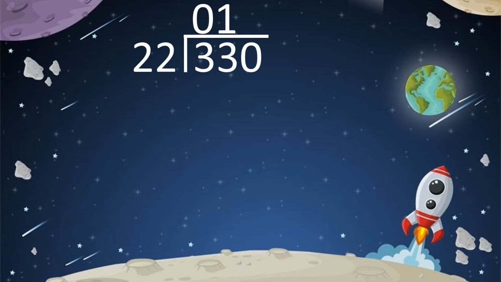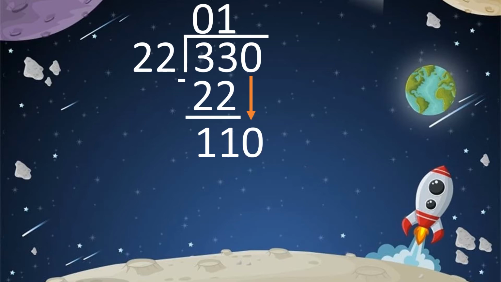Then we do 22 times 1. That gives us 22. We put the 22 underneath the 33 and subtract it. When we subtract it, we get the answer of 11. Then, because 11 is smaller than 22, we would have to put the 0 down. We draw an arrow and put the 0 next to the 1. Then we get the answer 110.